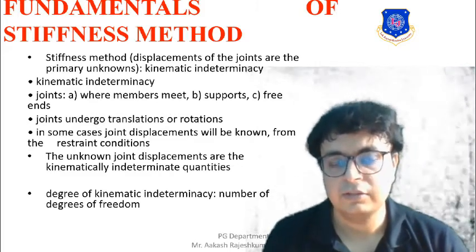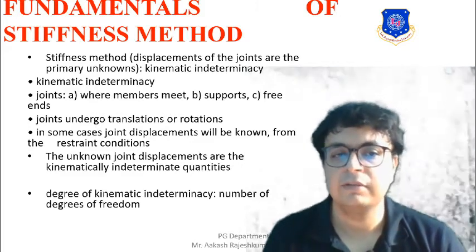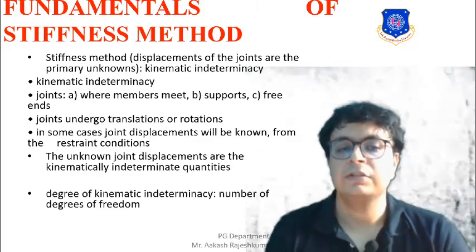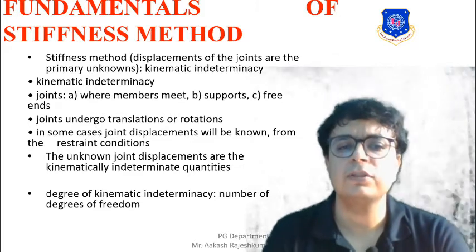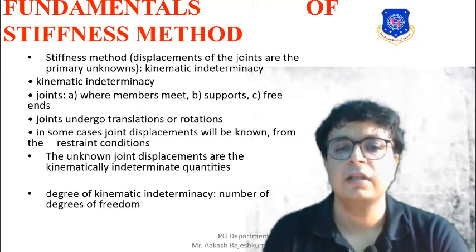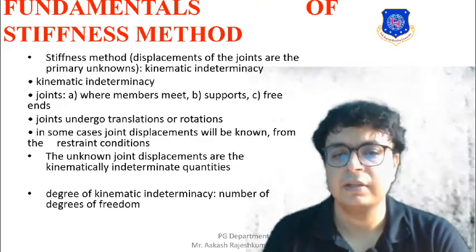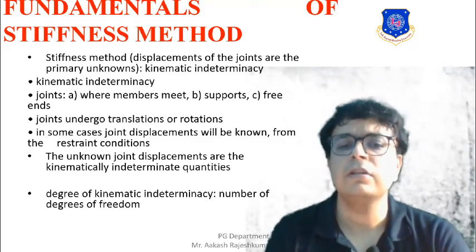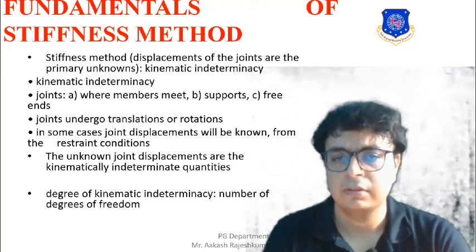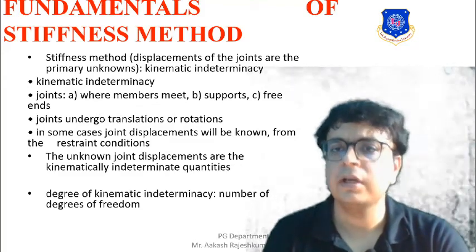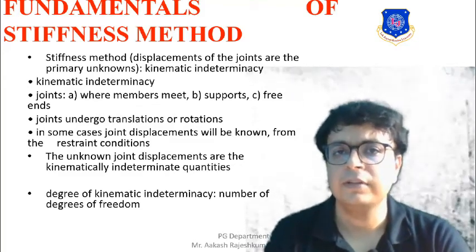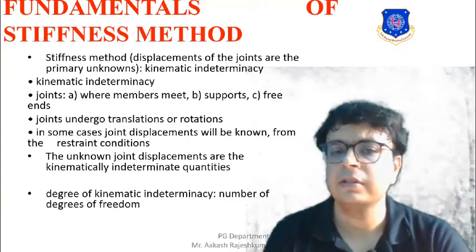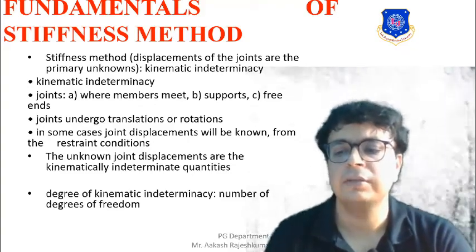So it will not be a joint, but it can be having, you can say, a degree of freedom. The unknown joint displacement or kinematic indeterminacy quantities, like kinematic indeterminacy and number of degrees of freedom. Okay. So these are all the unknowns. The indeterminate quantities will be the unknowns, and the number of kinematic indeterminacy will be nothing but a degree of freedom.